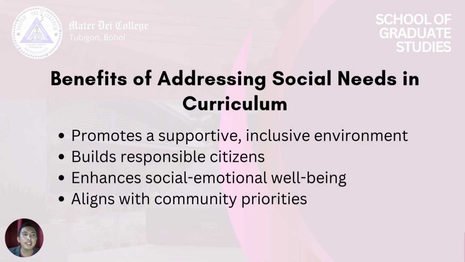The third one is enhances social-emotional well-being: supports the development of skills that help learners manage relationships, resolve conflicts, and develop empathy. And the last one is aligns with community priorities: ensures the curriculum is relevant to the immediate communities, strengthening ties between school and family.